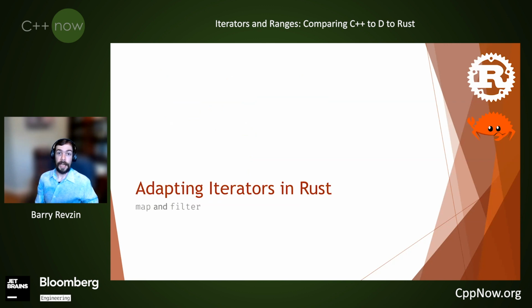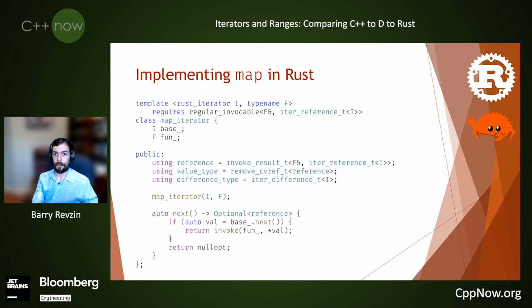So let's look at what adapting iterators in Rust looks like. Like how do we do map and filter as well? So map iterator is even simpler than it is in D, because we only have one operation that we need to implement. And so all next does is it grabs the next element from its underlying iterator, base.next. And if we have one, then we invoke our function on top of it. And if we don't have one, then we return null_opt.